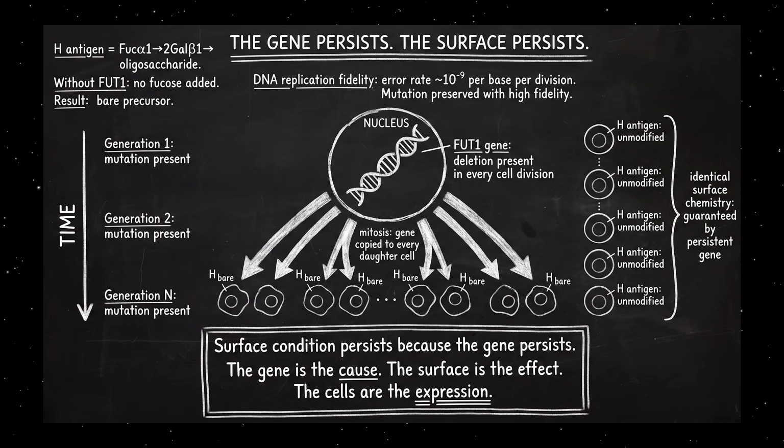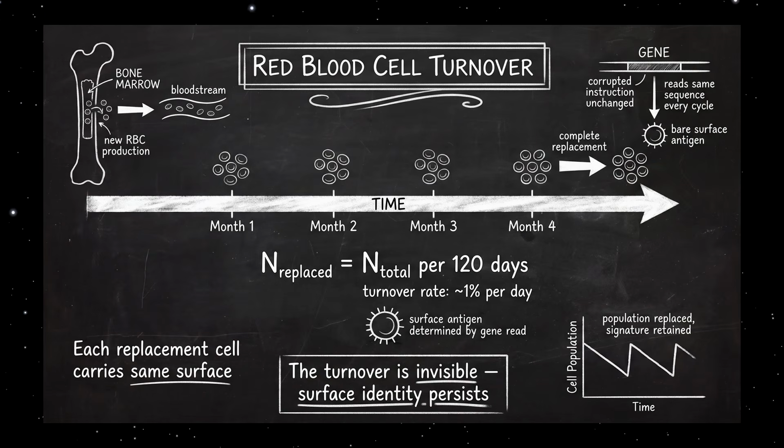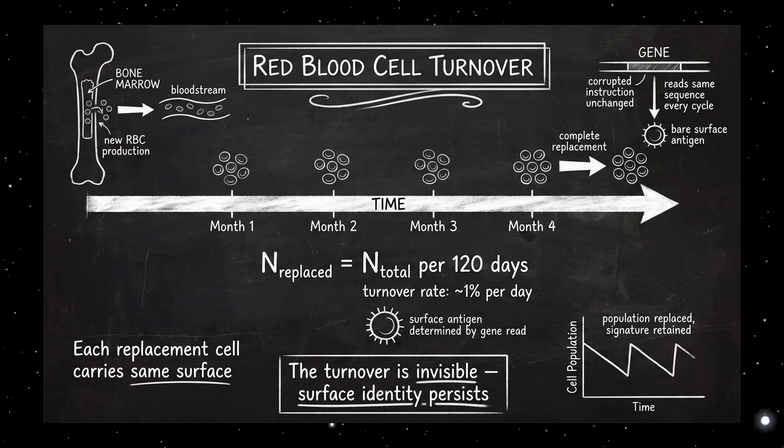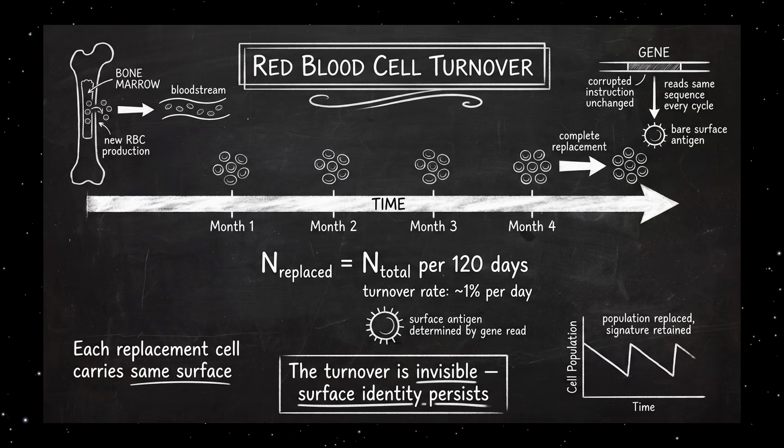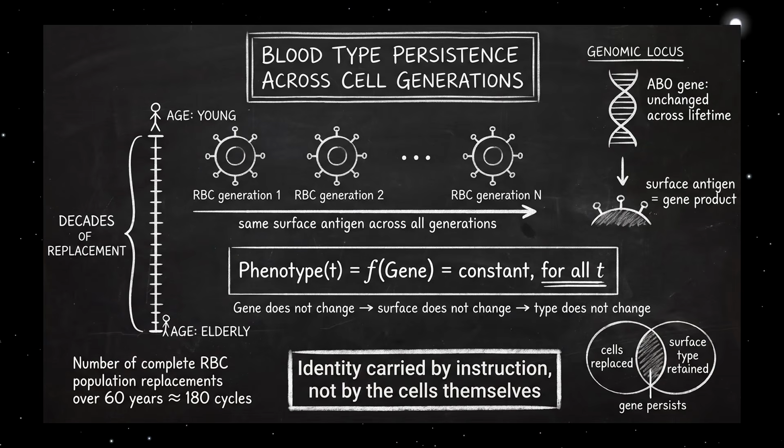The surface condition persists because the gene persists. Every 4 months, the entire population of red blood cells is replaced, and every replacement cell carries the bare surface, because the marrow reads the same corrupted gene instruction for every cell it produces. The turnover is invisible. You carry this blood type at 70 that you carried at 7 through dozens of complete population replacements, because the gene that determines the surface never changes.